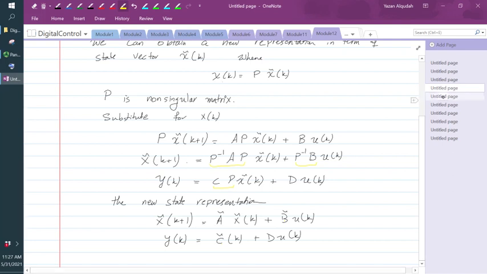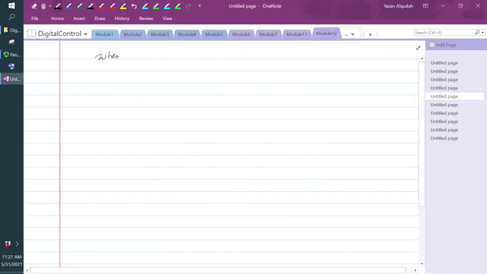So therefore, I can write that A tilde is equal to P inverse multiplied by A multiplied by P, B tilde is equal to P inverse multiplied by B, and C tilde is equal to C multiplied by P. So therefore, the state space representation is not unique. I got a new state space representation of this system by defining x of k as equal to P multiplied by x tilde.